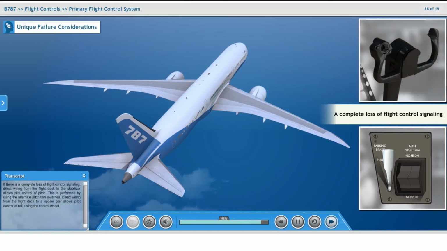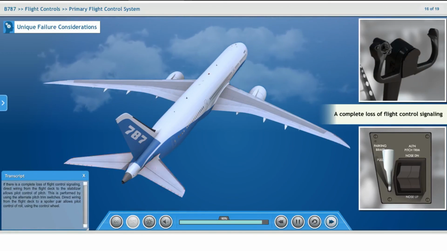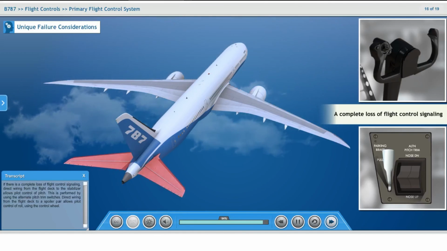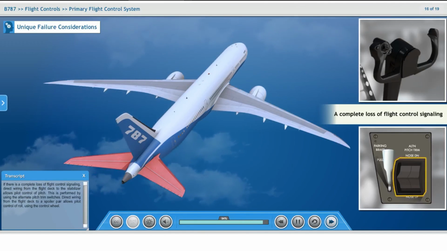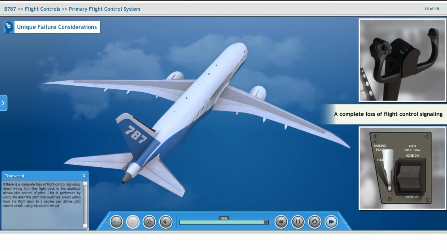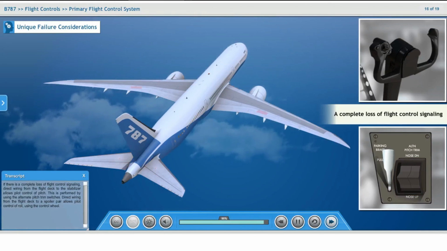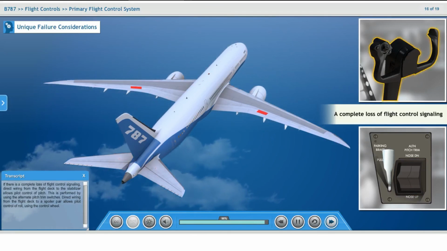If there is a complete loss of flight control signaling, direct wiring from the flight deck to the stabilizer allows pilot control of pitch. This is performed by using the alternate pitch trim switches. Direct wiring from the flight deck to a spoiler pair allows pilot control of roll using the control wheel.